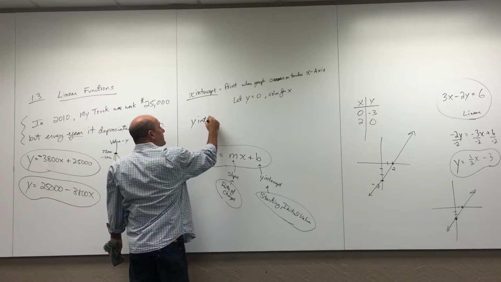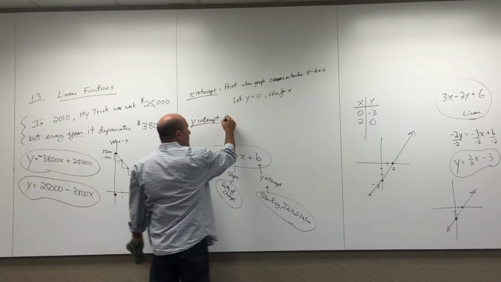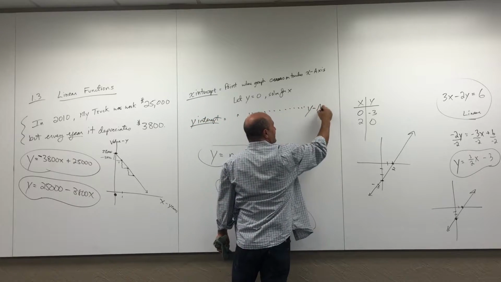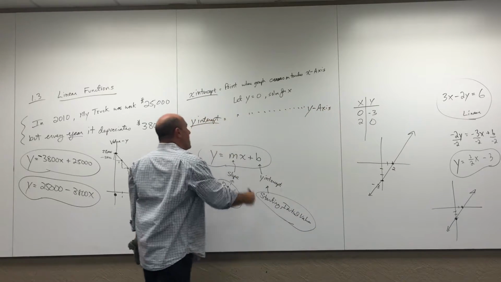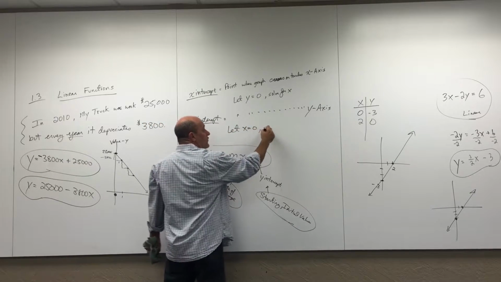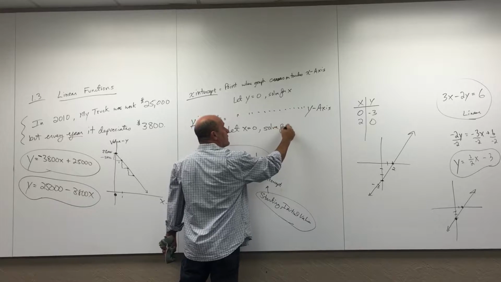For the y-intercept, you know what it is. It's the point where the graph crosses the y-axis. Is that okay with you? But in order to find it, you let x equal 0 and you solve for y. That's how you find it, if you ever want to find it.